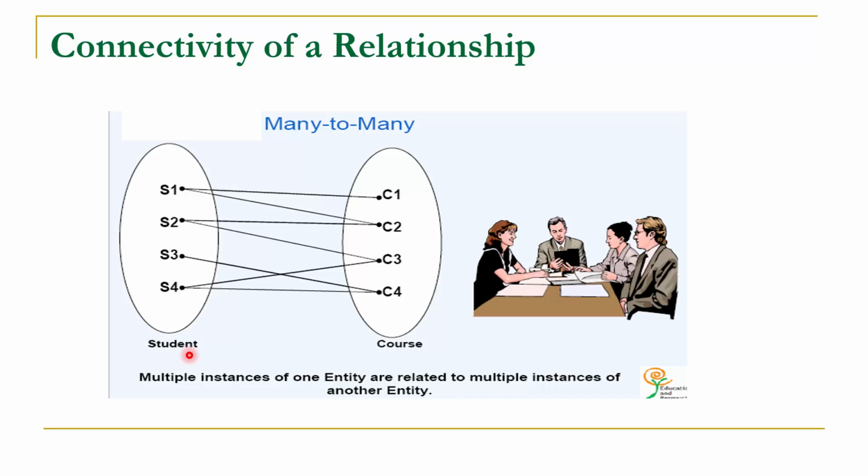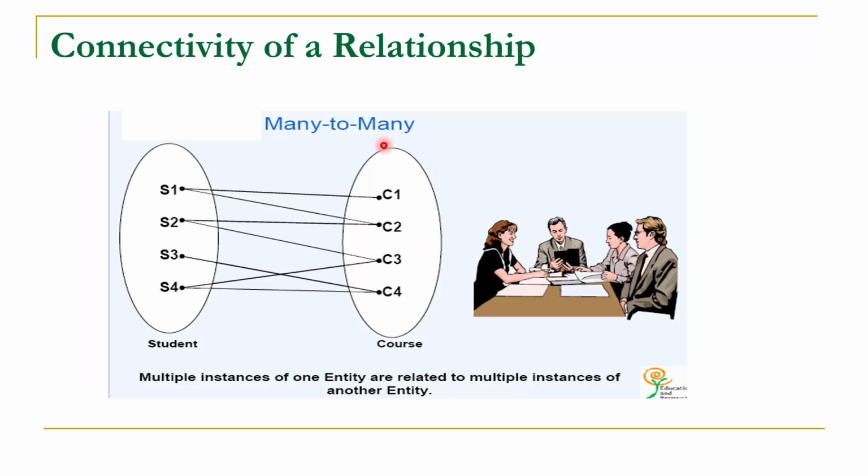Let us consider this example of entity sets student and course. The relationship between student and course is many-to-many, because one student can take multiple courses, and for a given course again there may be multiple students. So you can see that student S1 has two courses, and for a given course C2 we again have multiple students. So the relationship between student and course is a many-to-many kind of relationship.